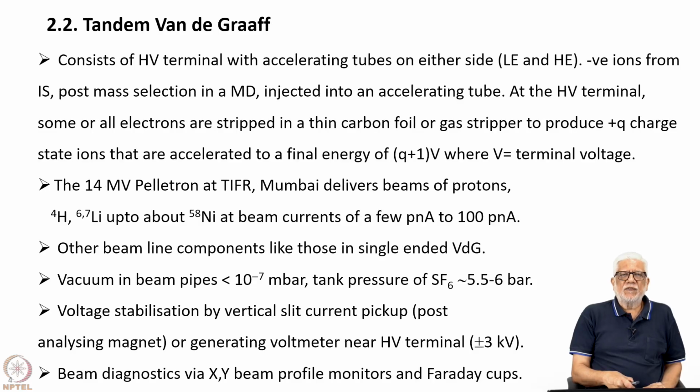The tandem Van de Graaff is of course an idea that has also been around for quite some time, and that consists of a high voltage terminal with accelerating tubes on either side. So you have to inject negative ions. You have the terminal at a high voltage, you inject and select the right mass ion through a magnetic dipole, then you inject it into the accelerating tube, and then once it comes into the high voltage terminal, you strip it of one or more electrons depending on the particular ion that you are having. If you have protons, of course, there are only two electrons to be stripped from the H minus ion.